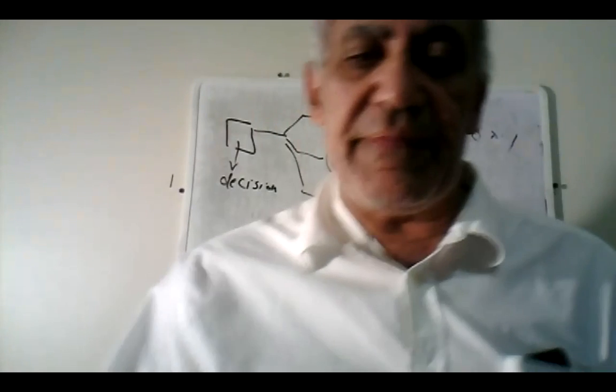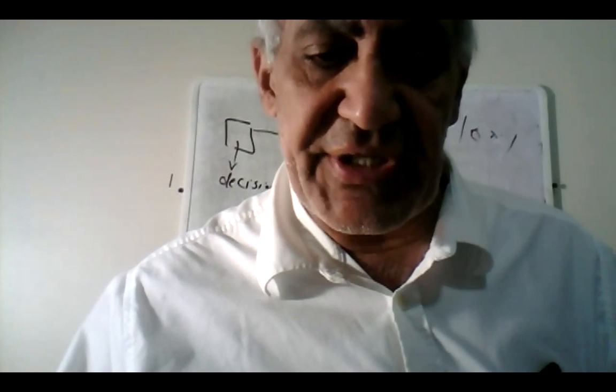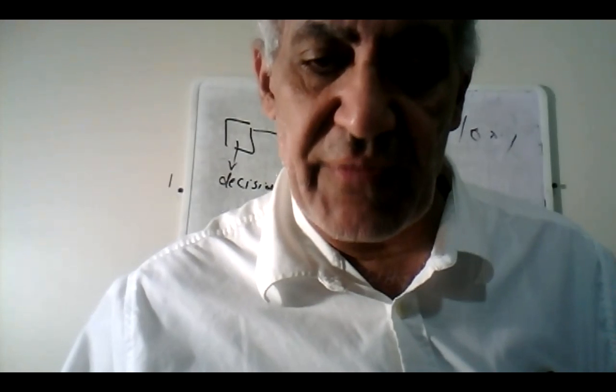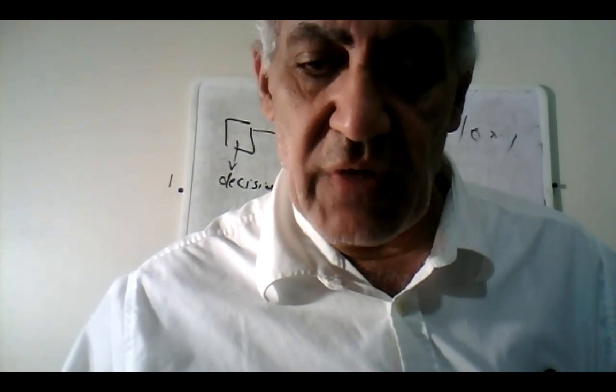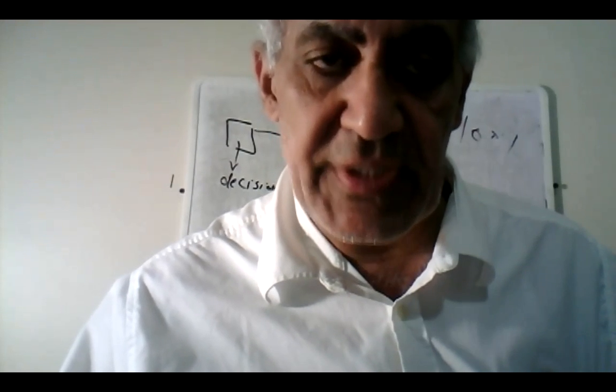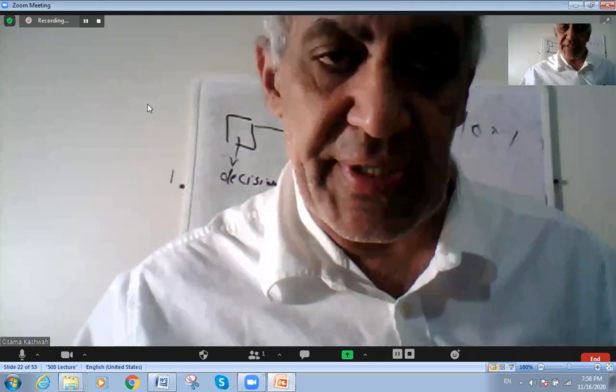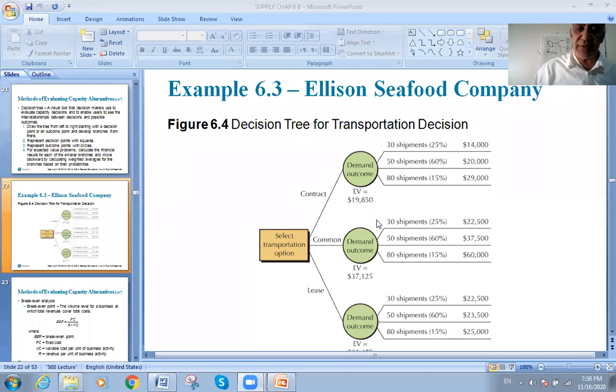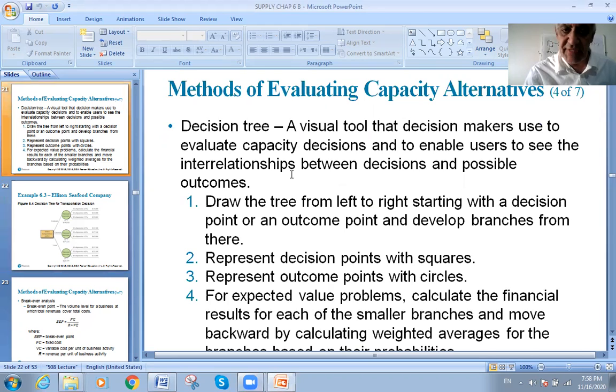Let's go now for an example of the decision tree. Instead of talking too much, let's go for our example. Here it is, the same thing which is on the board, but on the board I made it from right to left, and here it's made from left to right, that's fine. So I have LS Seafood Company, and they have the decision made. Let me give you an example first about this.